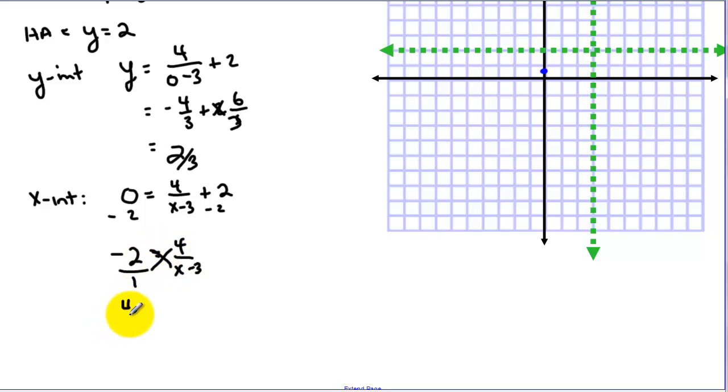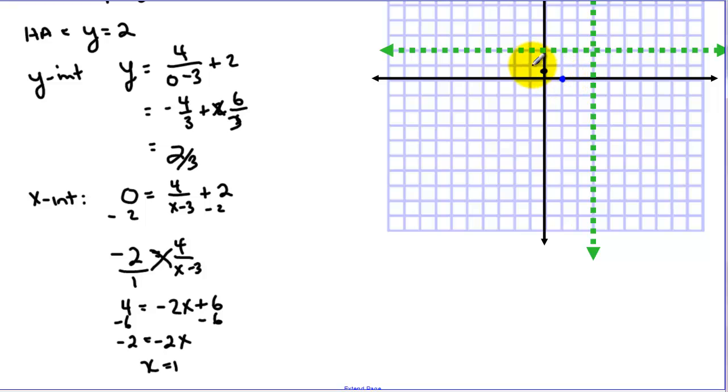So I get 4 equals, and here negative 2 times that is negative 2x plus 6. I have to distribute the negative 2. Let me subtract the 6. So I get negative 2 equals negative 2x. Divide by negative 2, and we get x equals 1. So our x-intercept here is at 1.